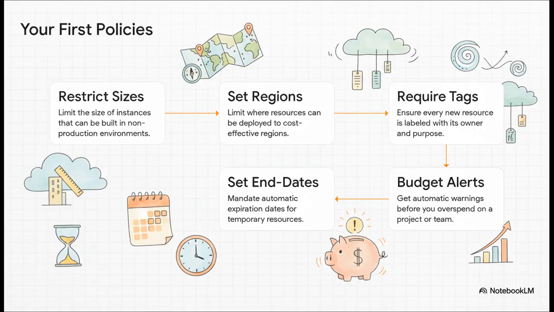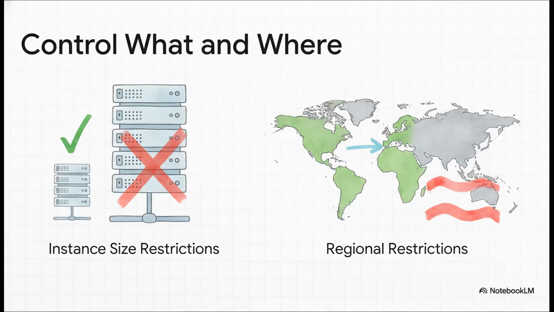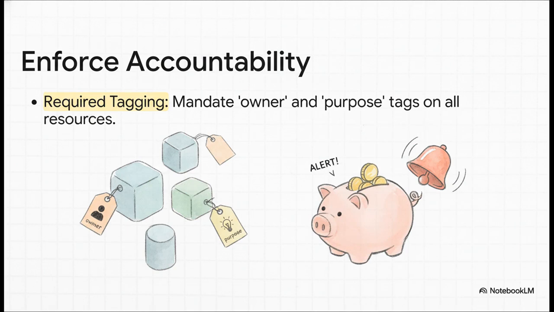Let's break them down. First up, you can stop developers from accidentally spinning up a massive, super expensive server just to run a simple test. By restricting instance sizes in places like your dev and test environments, you cut out a huge source of waste. And, at the same time, you can prevent resources from being created in more expensive geographic regions when a cheaper one works just fine.